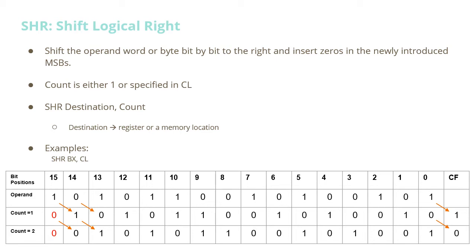As we can see in the example, when the first count happens, the bit in position 15, that is the MSB, will be shifted to the 14th bit. The bit in position 14 will be shifted to 13, and so on. The bit in position 0 will be shifted to the carry flag, and 0 will be inserted into the 15th bit position, which is now empty. Similarly, during the next count it repeats. This process is repeated.